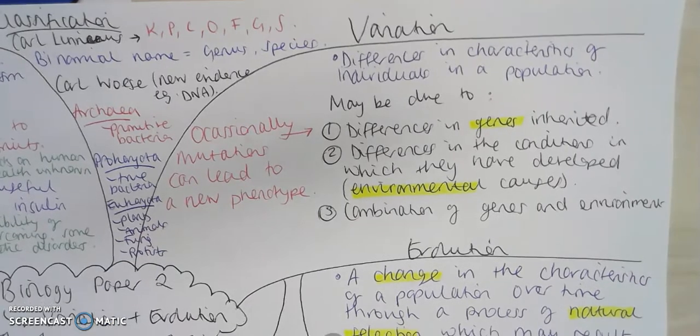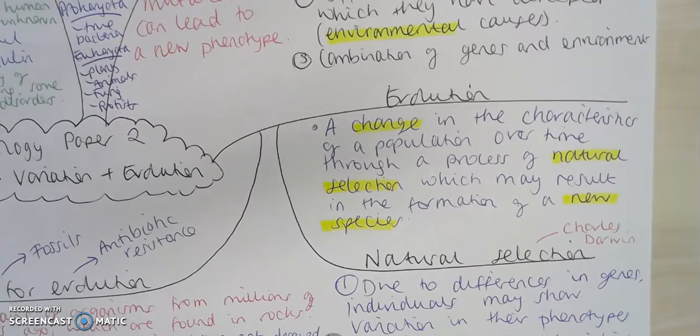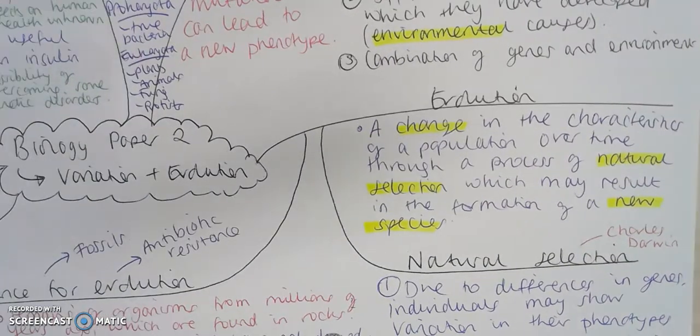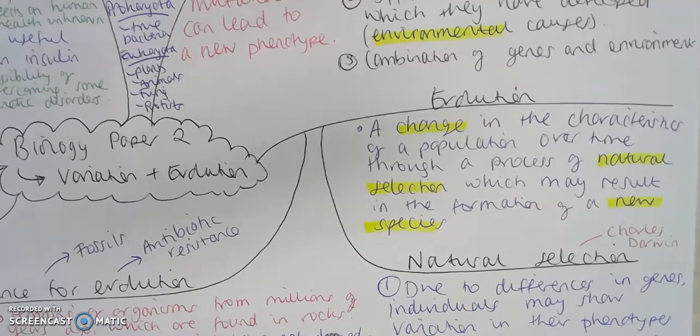So, moving on then to evolution. Evolution is a change in the characteristics of a population over time through a process of natural selection, which may result in the formation of a new species. So this underpins how all living things have developed on Earth as a result of evolution, starting off as simple life forms like bacteria and then evolving into lots of different species over the process of billions of years.